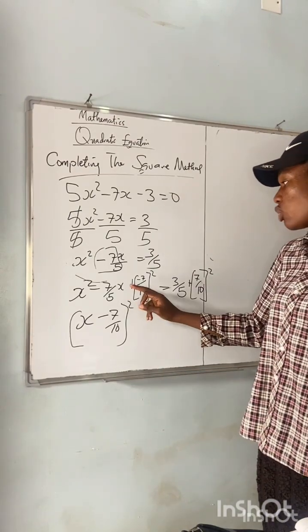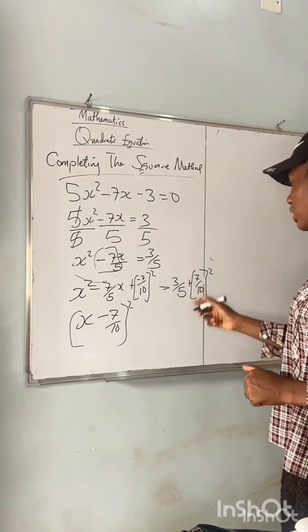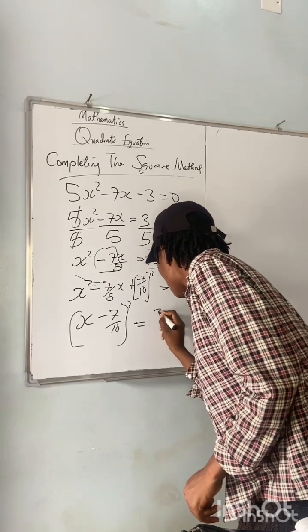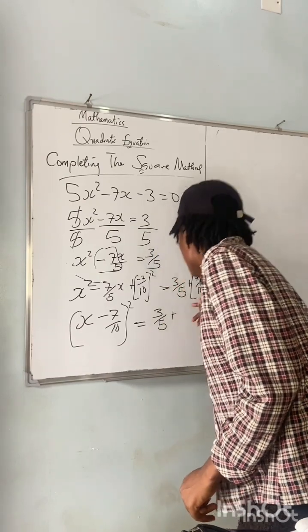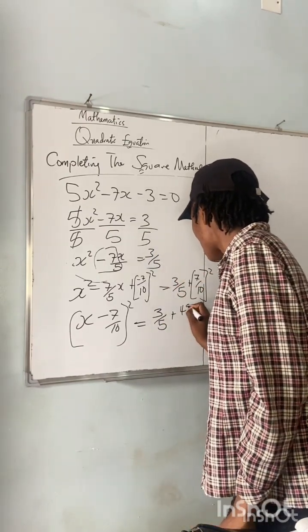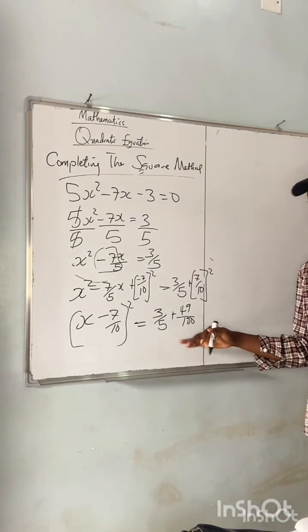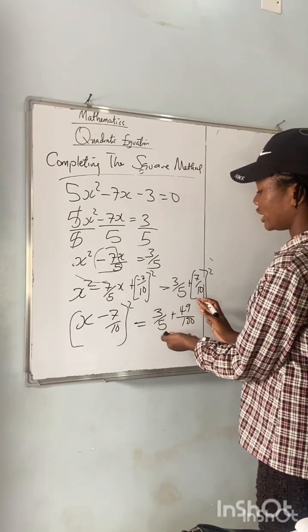Remember, we are adding this square to both sides, so we still have to work on the next place. We'll be having, by expansion, 3 over 5. Now 7 squared is 49, and then 10 squared is 100. Alright, so we have worked on this. Let's continue. We want to work on this formally.